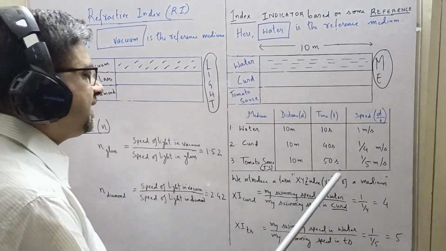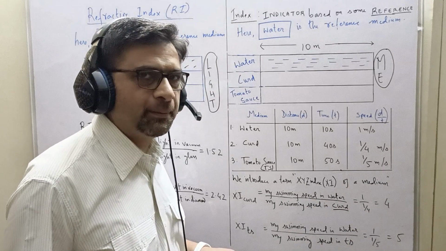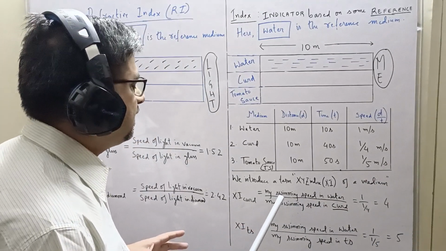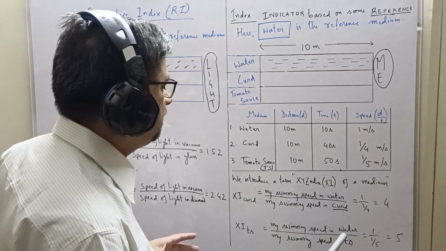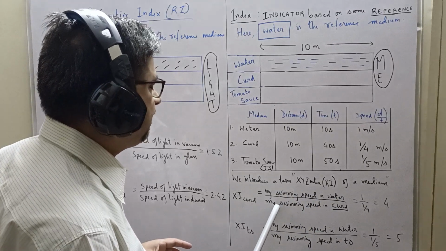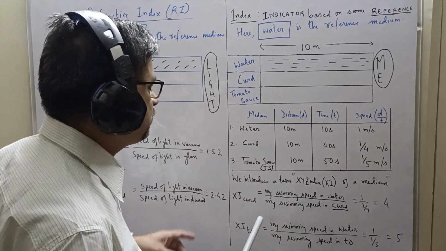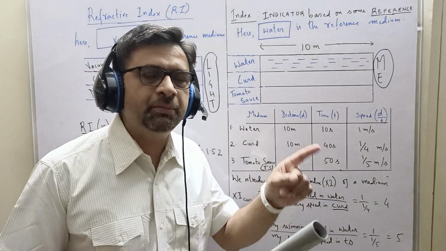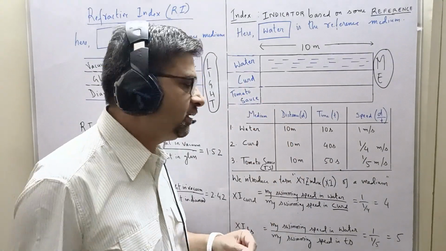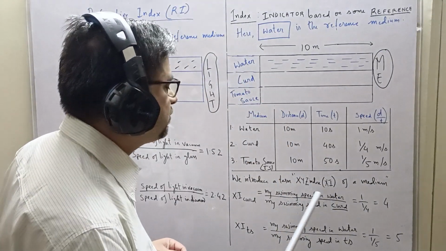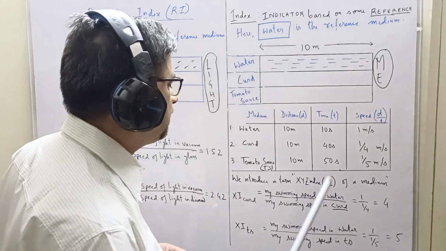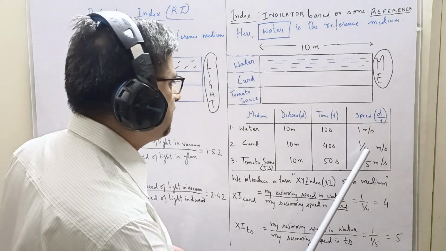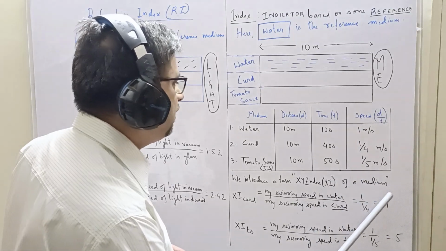We introduce an index called an XYZ index. How do we define this index? This index is my swimming speed in water divided by my swimming speed in a medium. So if I am calculating the XYZ index of a particular medium, the first one in this case is curd. This is the formula I use to calculate it. My swimming speed in water divided by my swimming speed in curd. It comes to 1 divided by 1 by 4 and I get a number 4.